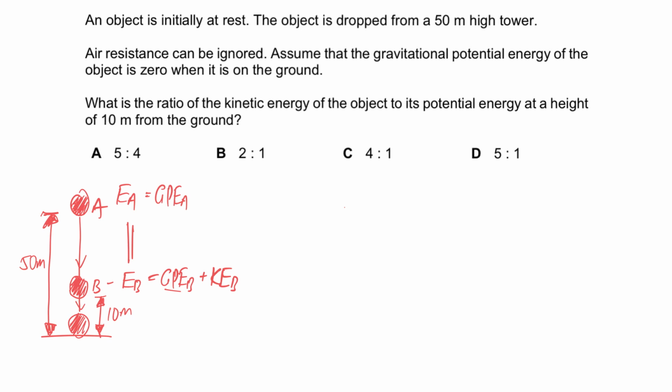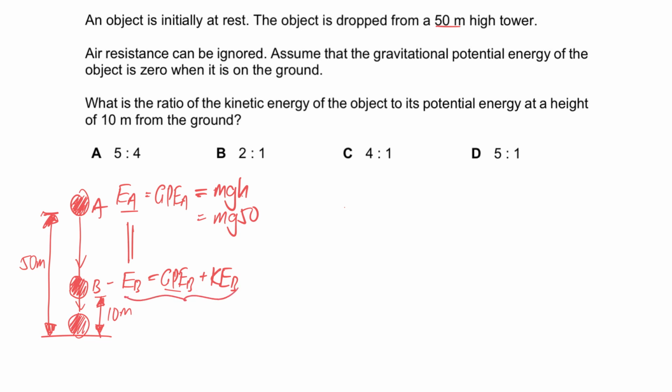Now, because no numbers are given to you except the height, let GPE equal mgh. The height at A is 50, so the total energy at point A is equivalent to mg50. So we are going to express everything in terms of mg and the height.